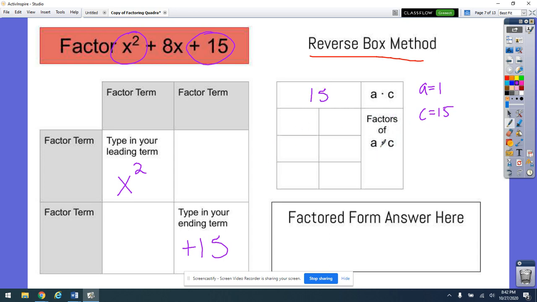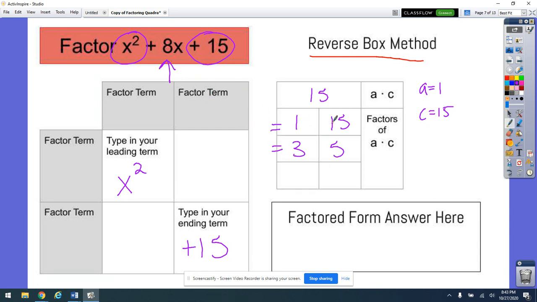What are the factors of this particular number here? So now I got to figure out what numbers can multiply to give me 15. Well, 1 times 15 gives me 15. And then 3 times 5 gives me 15. And those are basically all the factors of 15. What we're going to do next, and this is the important step, is out of these combinations, which one can equal this middle number 8? So we're trying to figure out if I add or subtract, which one can give me 8.